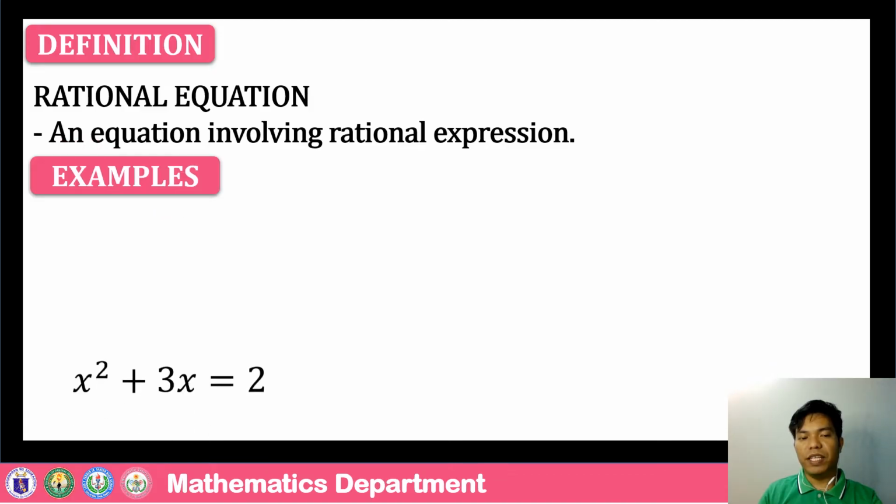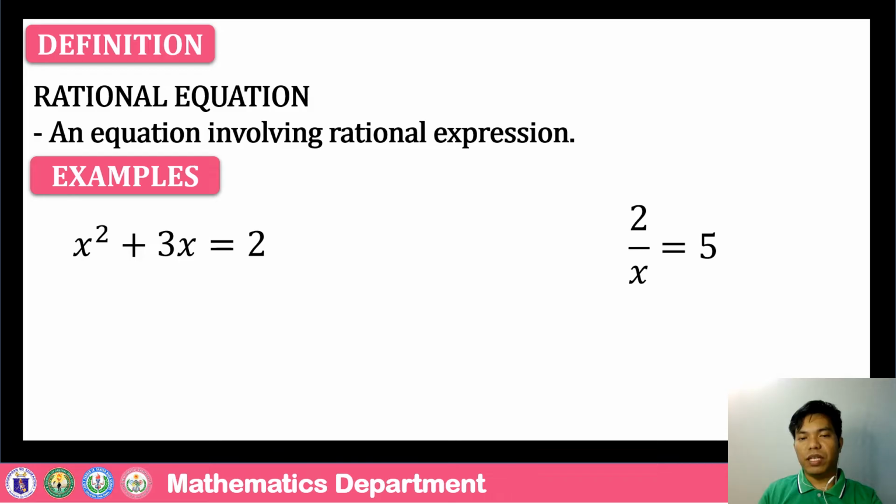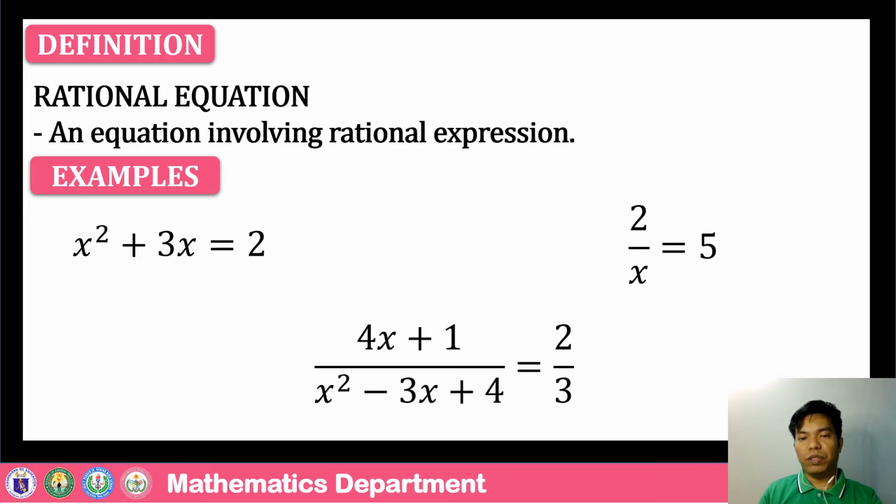These are some of the examples. X squared plus 3x equals 2, 2 over x equals 5, and 4x plus 1 over x squared minus 3x plus 4 equals 2 over 3. Now, kung mapapansin natin, lahat sila ay gumagamit ng equality sign at yung nasa left side and right side ng ating equation ay parehong nagpapakita ng rational expressions. That is why, kino-consider natin ang mga ito na rational equation.